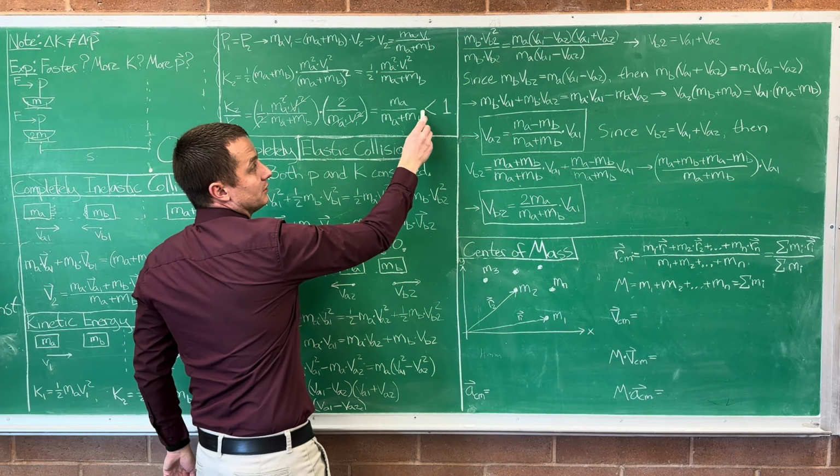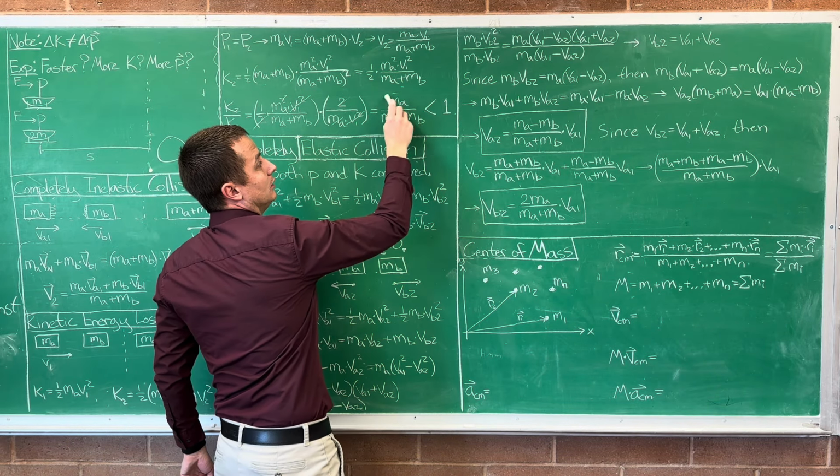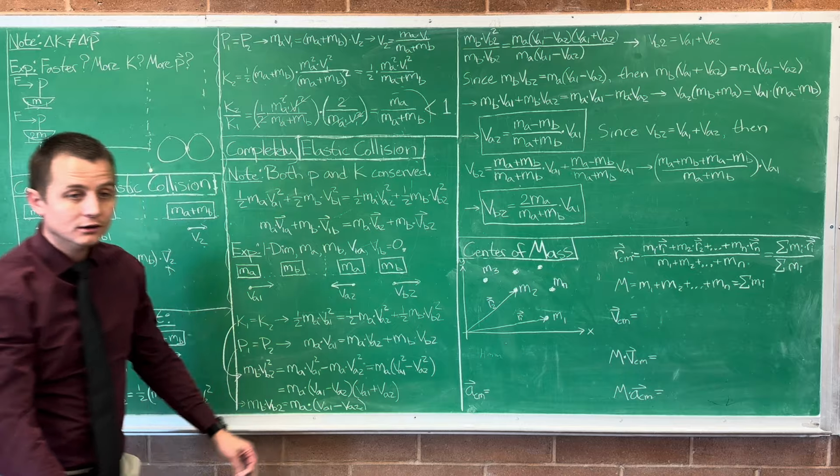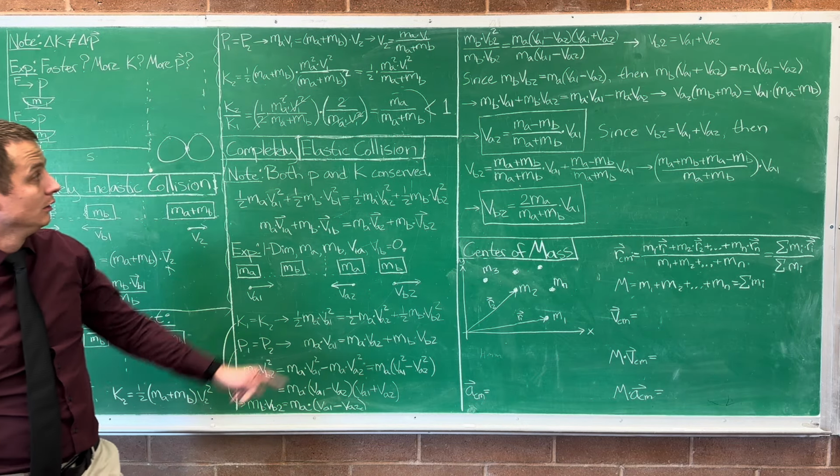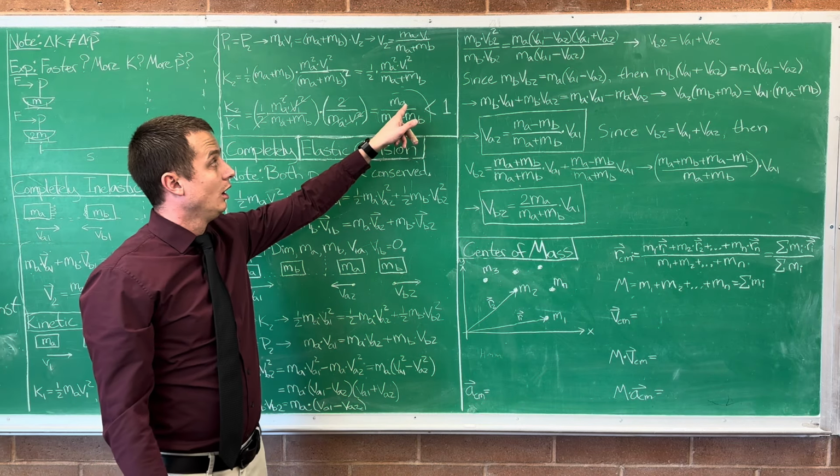And notice that this has to be less than 1. But why? Obviously, 5 over 5 plus x always has to be less than 1 if x is a positive number. And we can't have a zero mass in this situation.